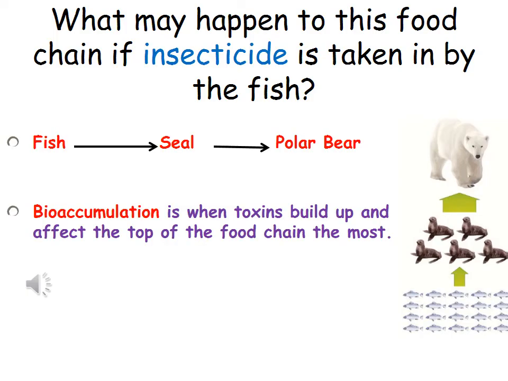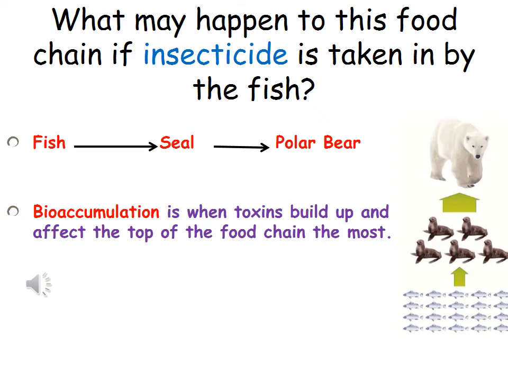Well done so far, Year 8. We've got one more thing to think about today, which is something called bioaccumulation. So in this example, we are thinking about some fish, some seals, and one polar bear. We are going to think about what might happen to this food chain if insecticide is taken in by the fish. So let's say that we have had to spray some chemicals that are going to kill insects. And those fish have eaten those insects which have got a small amount of chemical in.